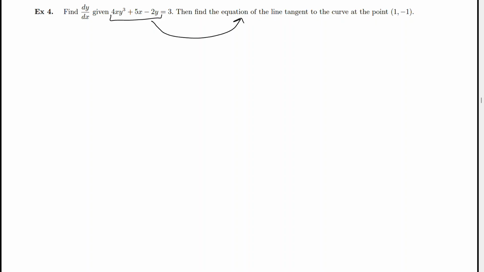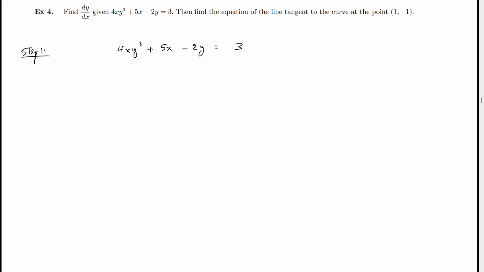Then they want you to find the answer and use it to find the equation of a tangent line at some random point called (1, negative 1). So for now, let's ignore that part for a second. Let's focus on the first part of the problem, which is finding the derivative.